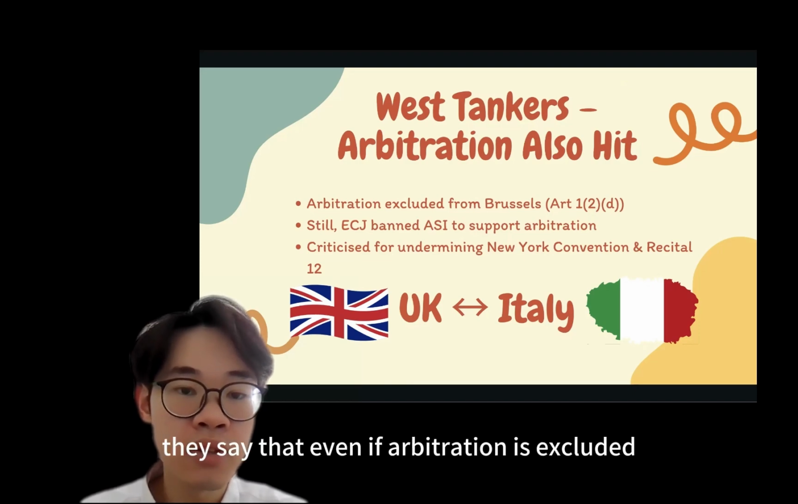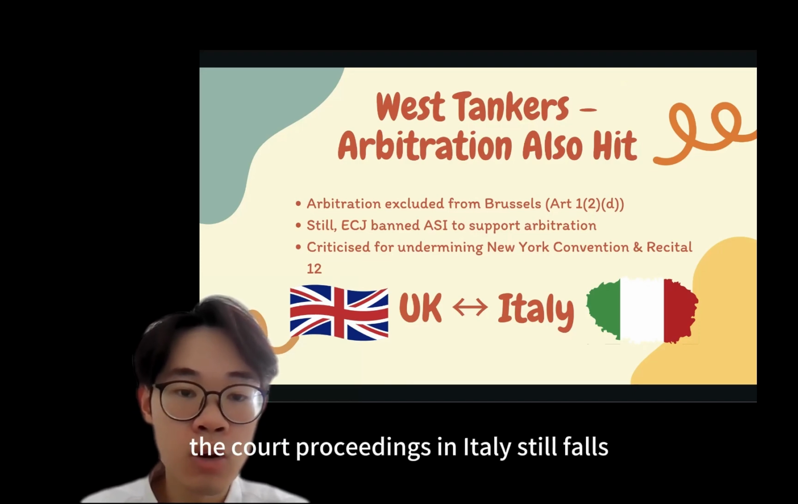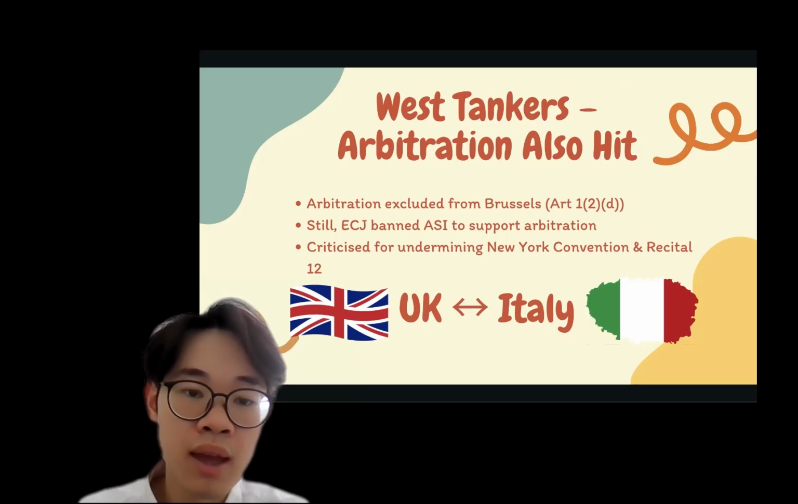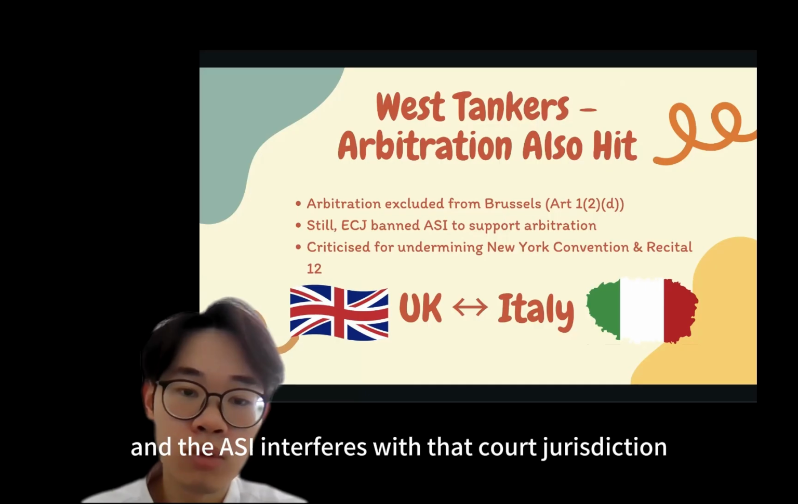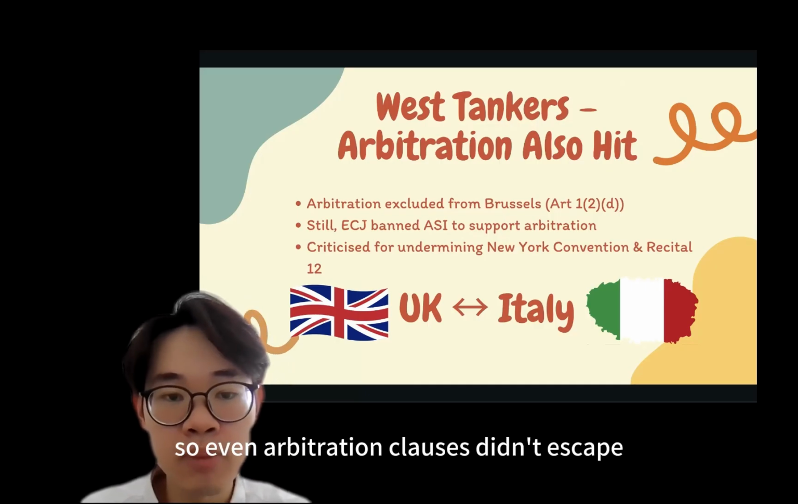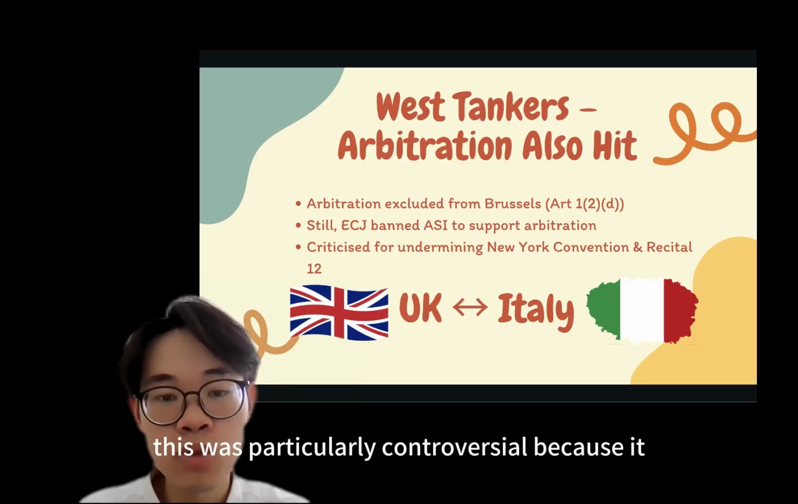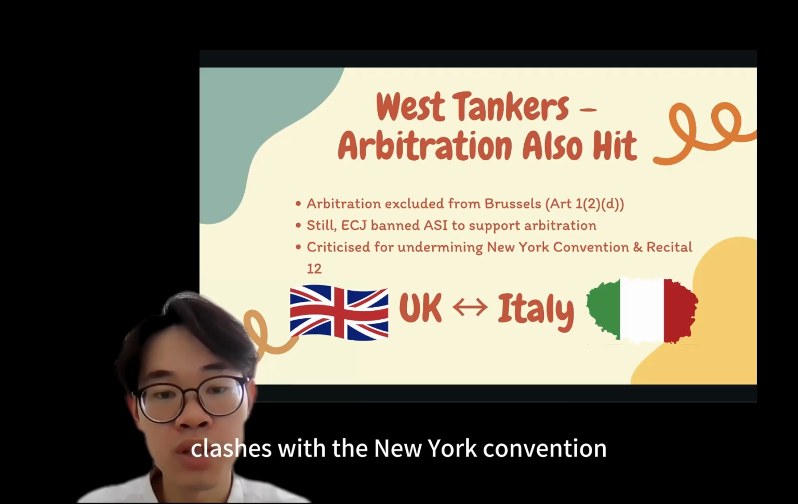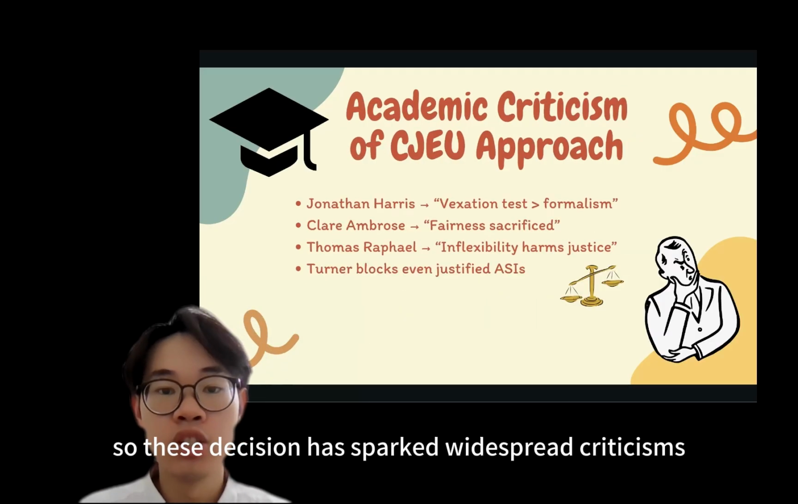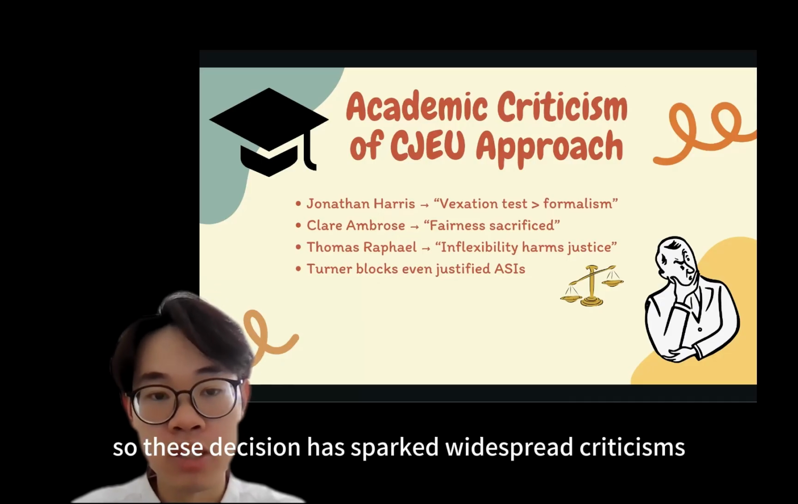The English court issued an ASI, but again, the ECJ struck it down. They said that even if arbitration is excluded, the court proceedings in Italy still fall within Brussels, and the ASI interferes with that court's jurisdiction. So even arbitration clauses didn't escape the ECJ stance. This was particularly controversial because it clashes with the New York Convention and even commercial reality. So this decision has sparked widespread criticism.